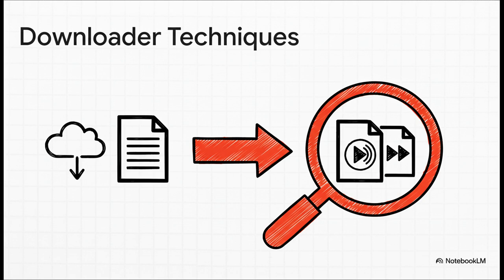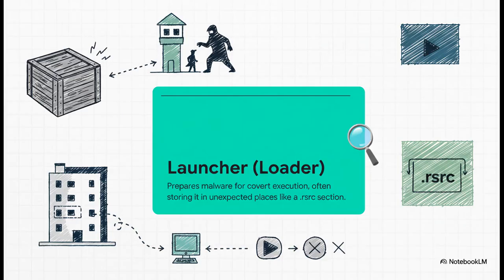Classic downloader behavior. Now, a slightly sneakier cousin to the downloader is the launcher, or loader. Instead of reaching out to grab the payload from the internet, a launcher smuggles it in, already hidden inside itself. It tucks the malicious code away in some unexpected part of the file, just waiting for the right moment to unpack and unleash its cargo.